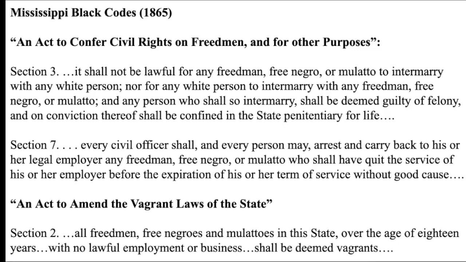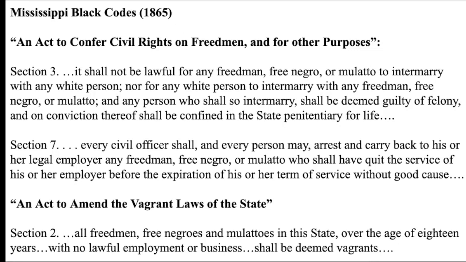Section 3: It shall not be lawful for any Black person to intermarry with any white person, nor for any white person to intermarry with any Black person. And any person who shall so intermarry shall be deemed guilty of felony, and on conviction thereof shall be confined to the state penitentiary for life.